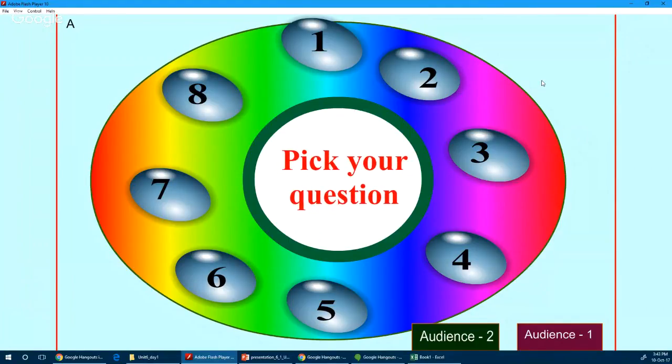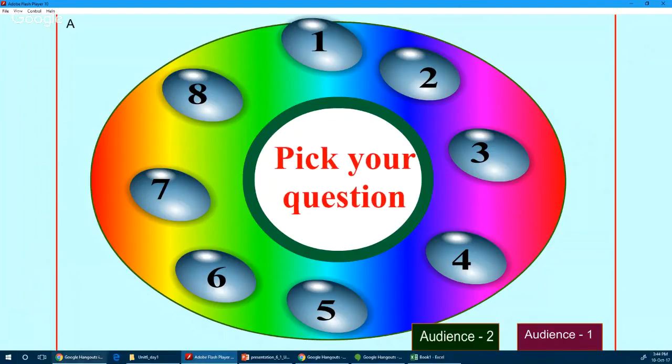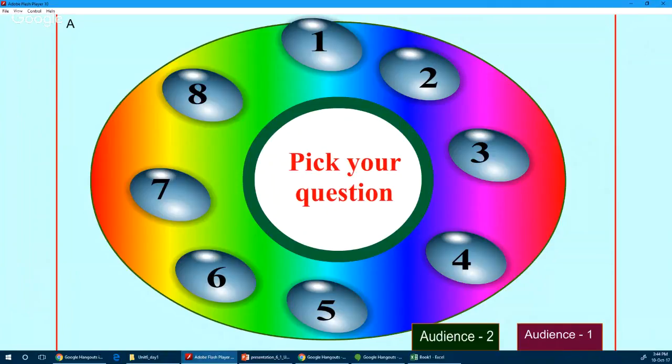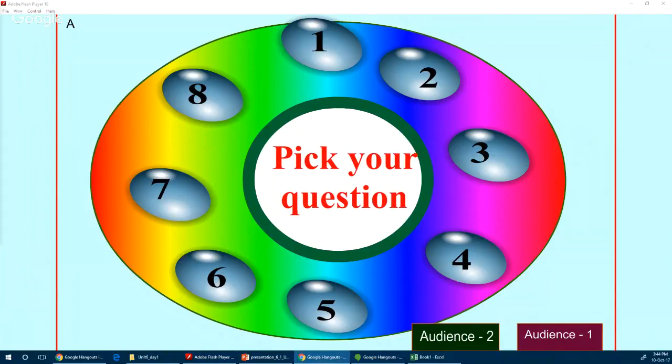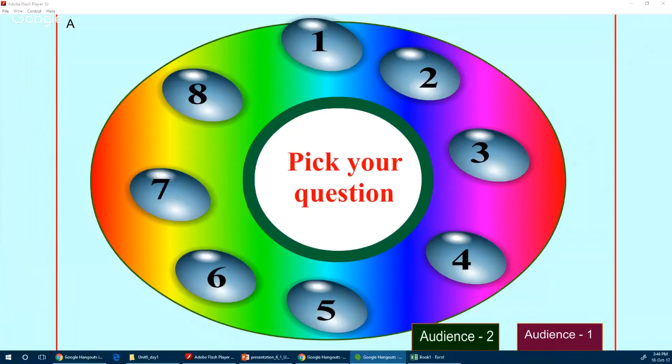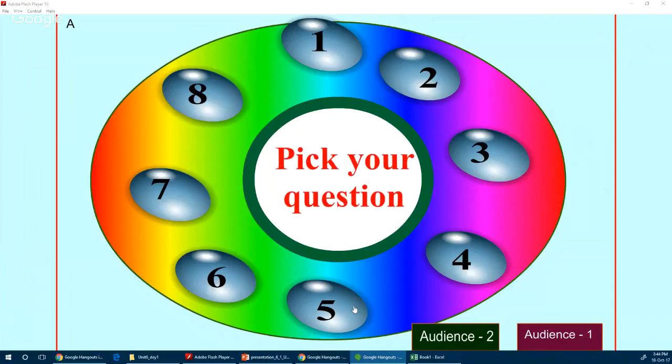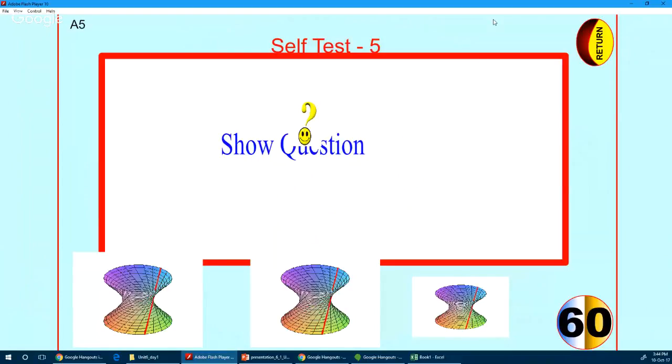I request you to pick your number, 1 to 8, through the chat window. You go for the 5th one. This is question number 5. Be ready. Here comes your question.